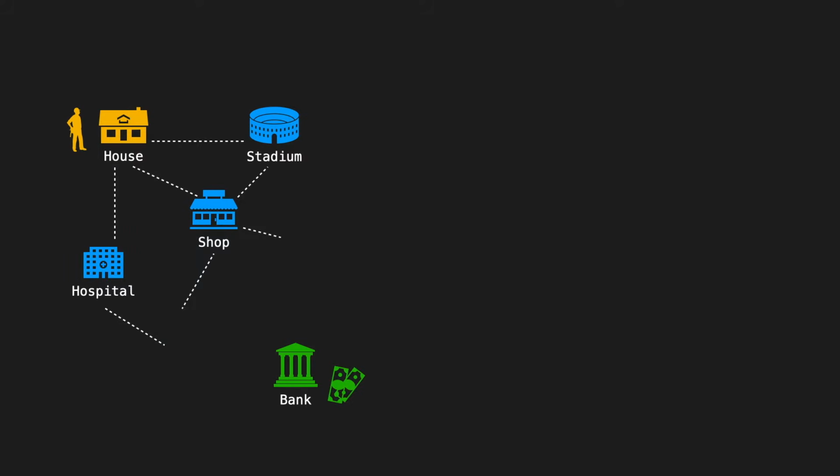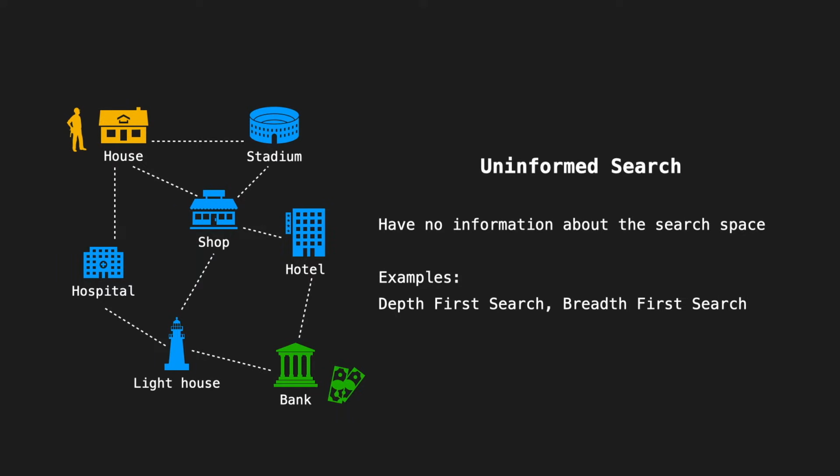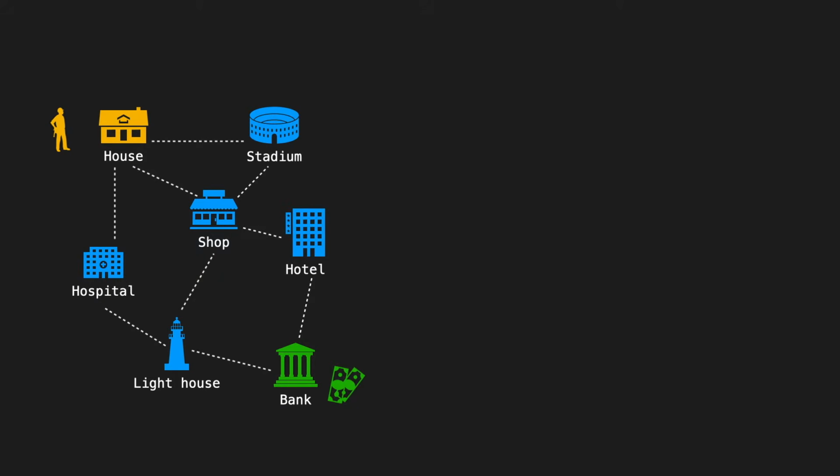What would you do? You keep wandering around the streets, going from one location to another trying to find the bank, and you're exhausted when you finally reach the bank. This kind of search is known as uninformed search, where you do not have any information about the search space. Some examples are depth first search and breadth first search.